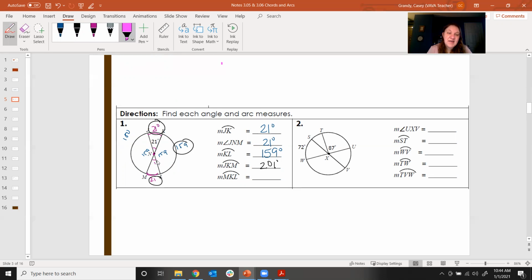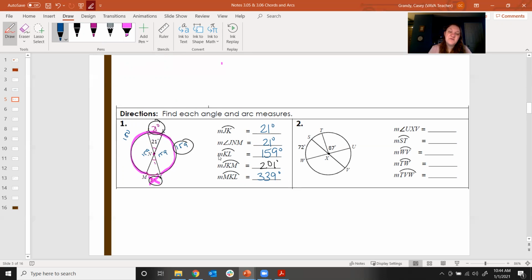Arc MKL. So here's M, K. Oh, I went the wrong way. How did I know I went the wrong way? Well, I needed to go from M to K to L, and L was right there. So we'll go M, K, L. There it is. So I want the whole circle except for this 21. So whole thing except 21. So I'm going to do 360 minus 21 and get 339 degrees.